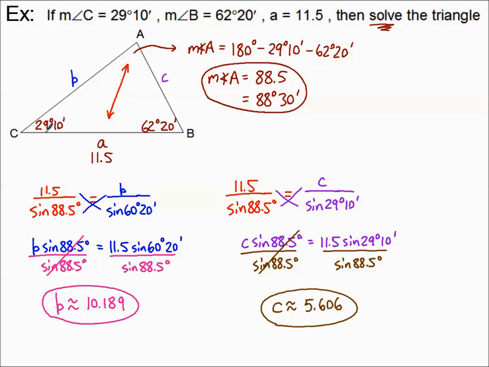You can do a little bit of checking because you remember from geometry that since this is the smallest of the three angles, side C is going to be the shortest side, and 5.606 is the shortest of the three side lengths. The largest angle was the 88.5 degrees, which would force side A to be the longest side, and 11.5 is the longest side. So you can kind of check yourself with your numbers.